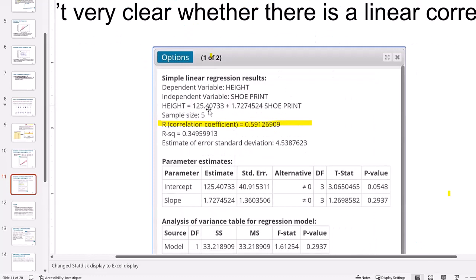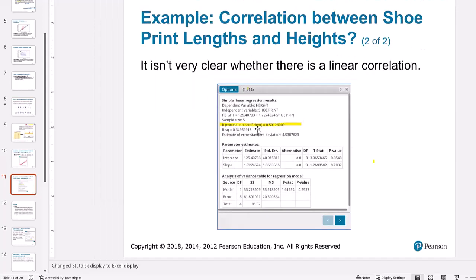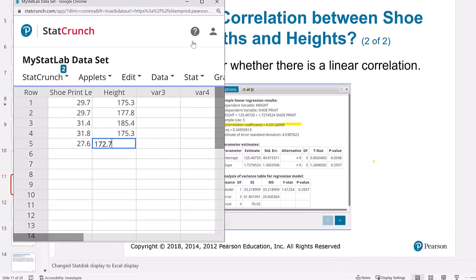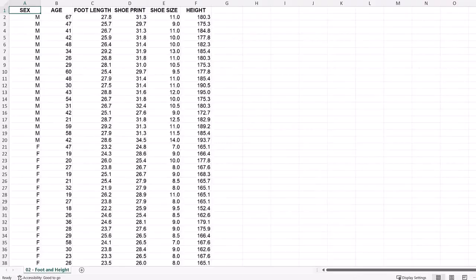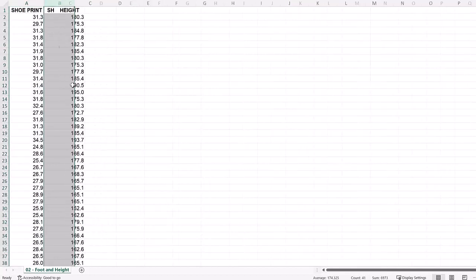Here, we can see that my R is 0.591269. So let's say 0.59. Well, it's not that close to 1. It's not really very big. Let's see how we get that from StatCrunch, because part of the point here is to actually get the data. Here's the original, and I want shoe print. So I'm going to get rid of all this and height, right? That's the two things we were looking for.